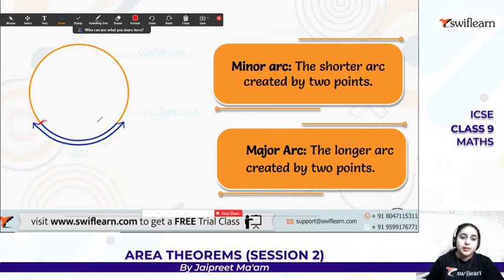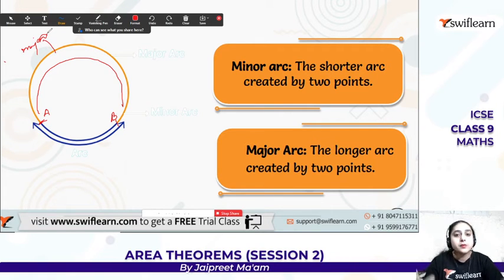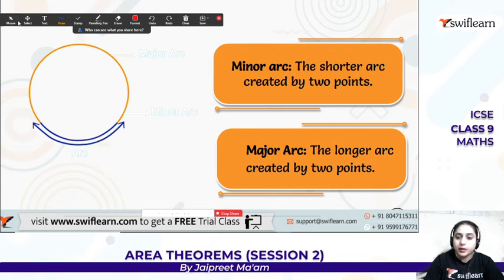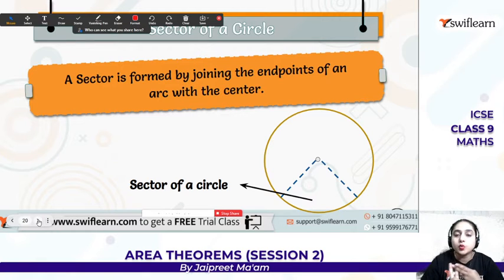If these 2 points are point A and point B, then this length, this arc, we will call the minor arc. And from this point to this will be the major arc. So the major part of the circumference is the major arc, and the smaller part of the circumference is the minor arc. We can also call it like this. Two types of arc, major and minor.